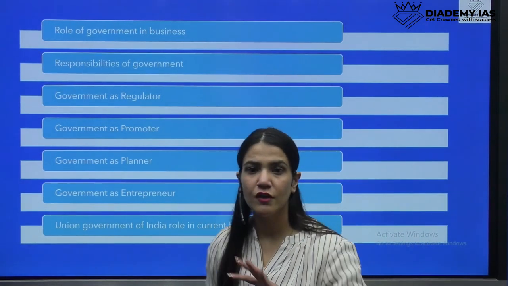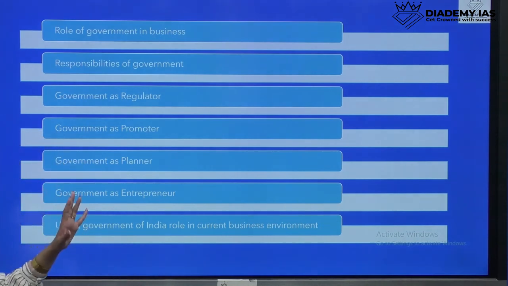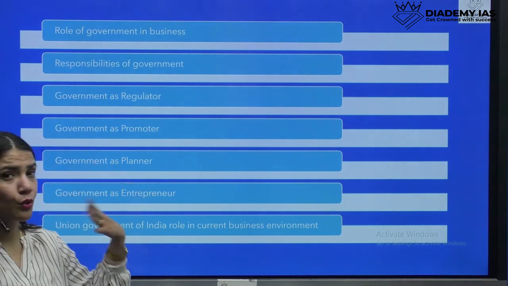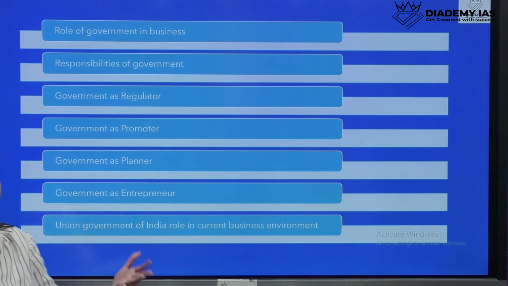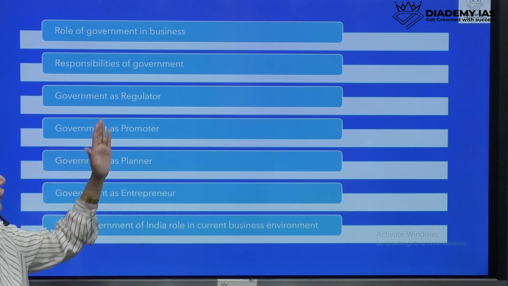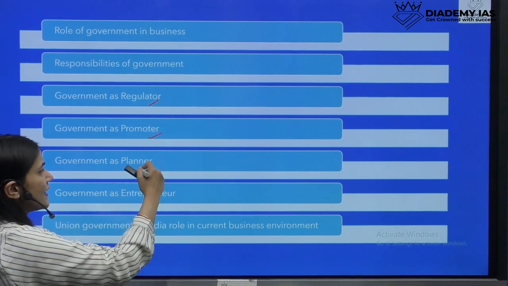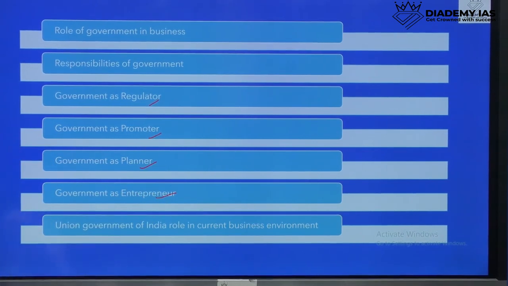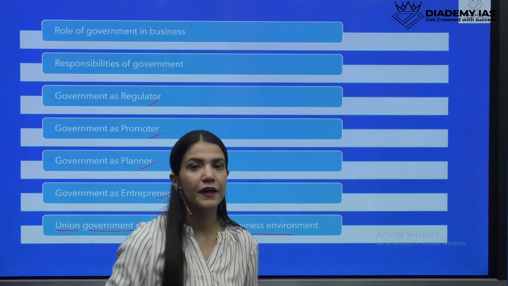For today's session, let me give you a brief overview of what we are going to be doing today. First, I will explain the role of government in business. Then I'm going to come to the responsibilities of the government. Then we have the four major roles that government plays, that is as a regulator, as a promoter, as a planner, and as an entrepreneur. After that, at the end of today's session, I'm going to explain how the Union Government of India plays a significant role in the current business environment.